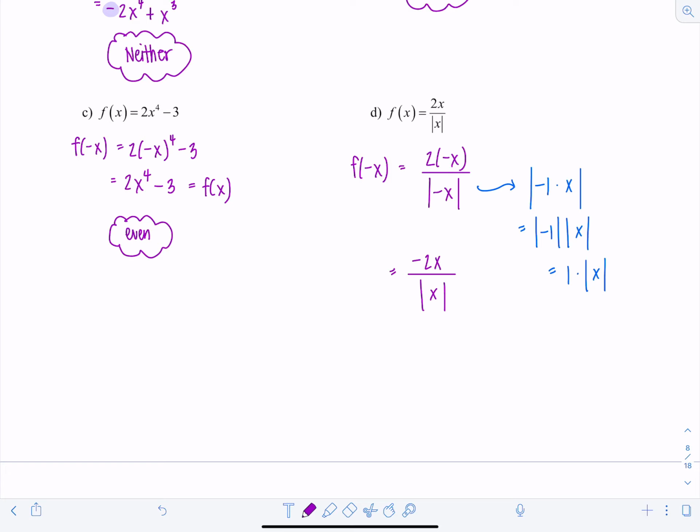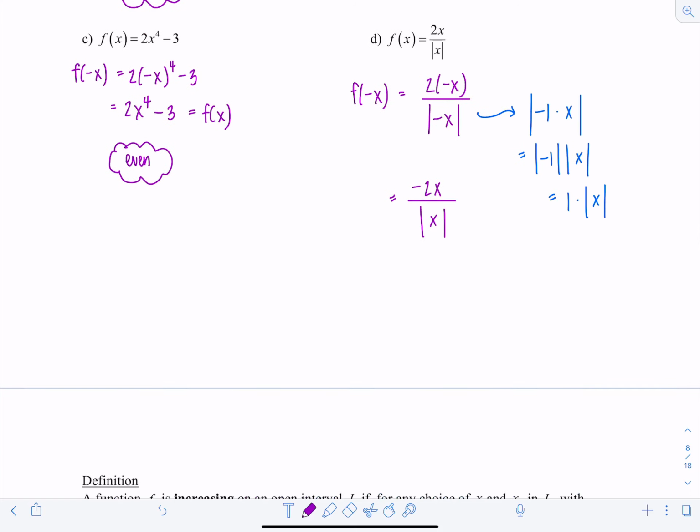Okay, compare this with your original f of x. It's not exactly the same, so I know my function's not even. But notice this negative, we can move it around. Let's move it outside the quantity, 2x over absolute value of x. And notice, what is this right here in the parentheses? That is my original f of x. So this is equal to the opposite, or negative f of x. And by definition, what does that tell me f of x is? It's odd.